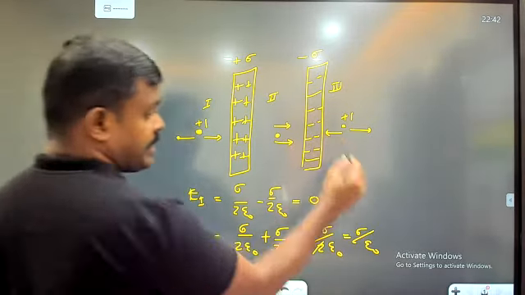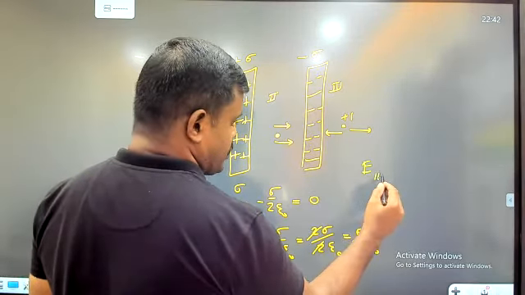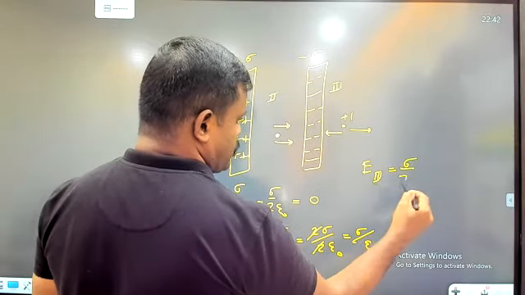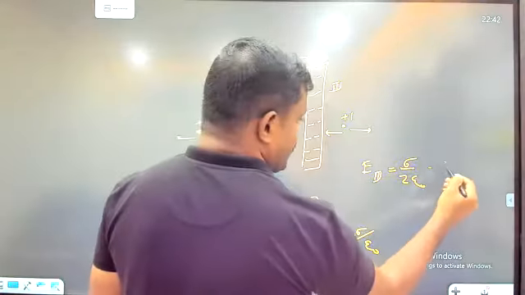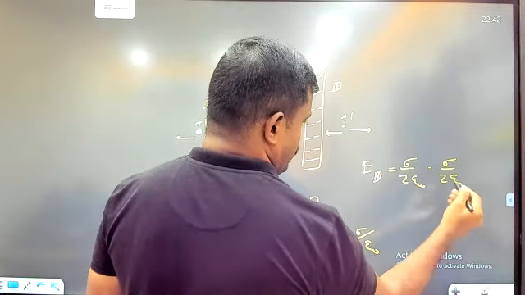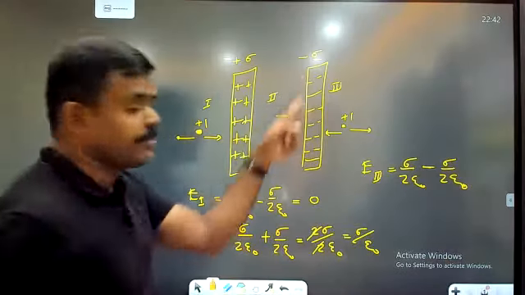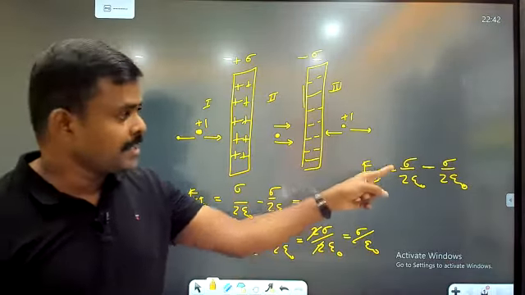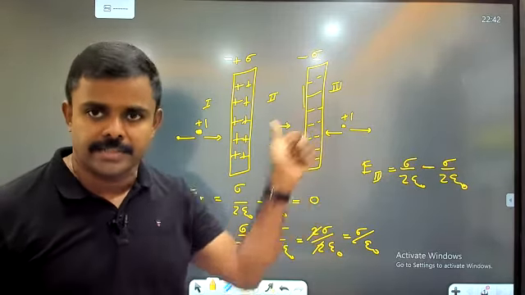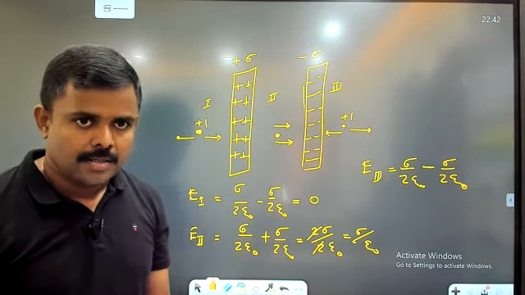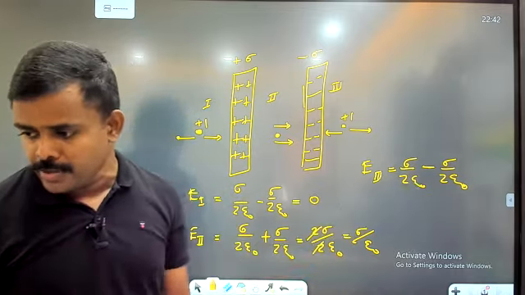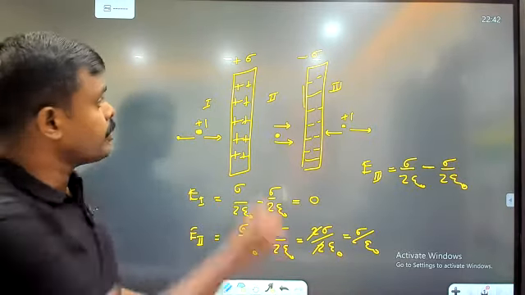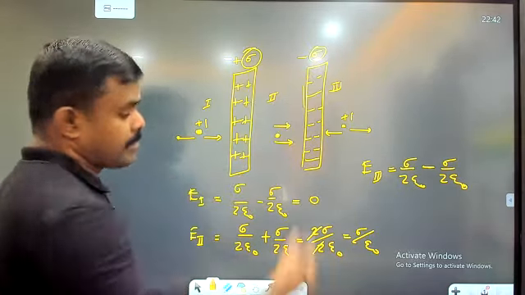What about the right side? There they are in opposite directions. E3, region number 3. Sigma by 2 epsilon 0 to the right, and to the left, it is sigma by 2 epsilon 0. You may have a tendency to put a minus sign for sigma, but never do that. Minus sign is already factored. That is why it is attractive. So sigma by 2 epsilon 0 minus sigma by 2 epsilon 0. They are equal. Sigma and minus sigma are equal in the question.